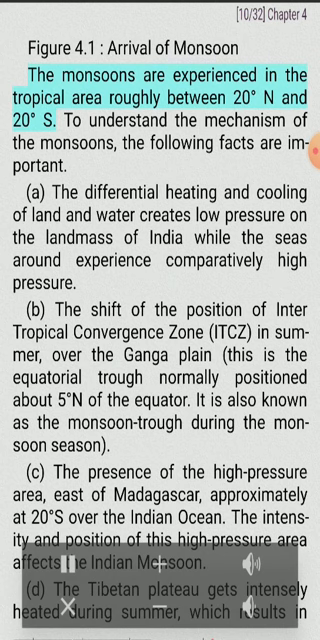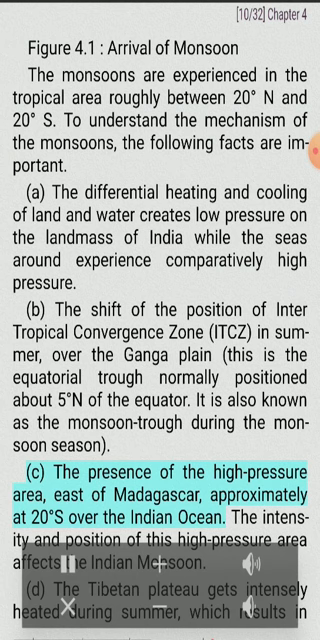The monsoons are experienced in the tropical area roughly between 20 degrees north and 20 degrees south. To understand the mechanism of the monsoons, the following facts are important. A. The differential heating and cooling of land and water creates low pressure on the landmass of India while the seas around experience comparatively high pressure. B. The shift of the position of the Intertropical Convergence Zone, ITCZ, in summer, over the Ganga Plain. This is the equatorial trough normally positioned about 5 degrees north of the equator. It is also known as the Monsoon Trough during the monsoon season.